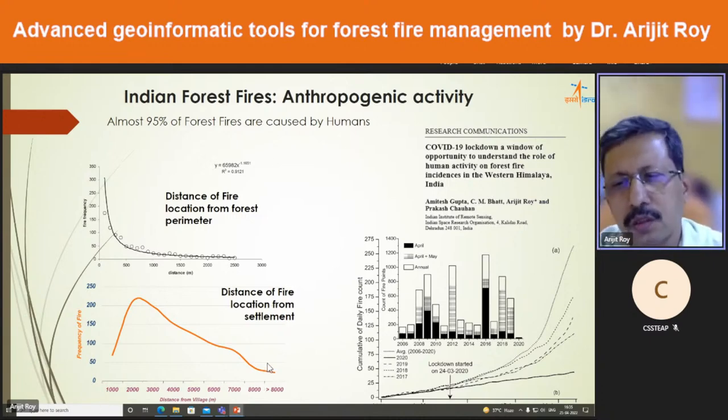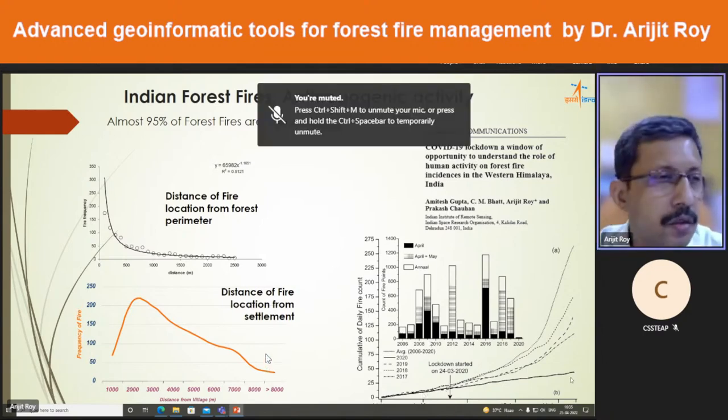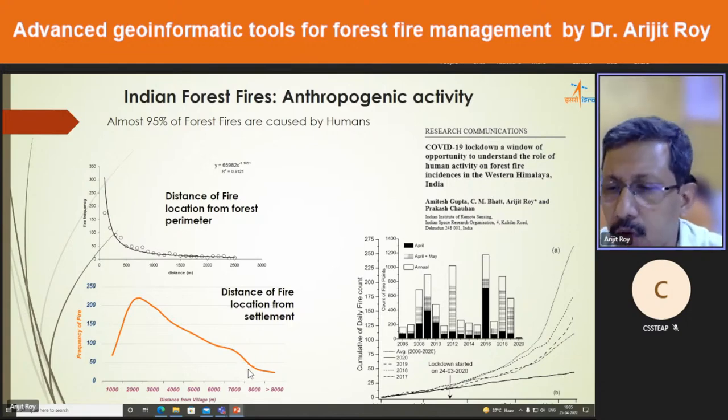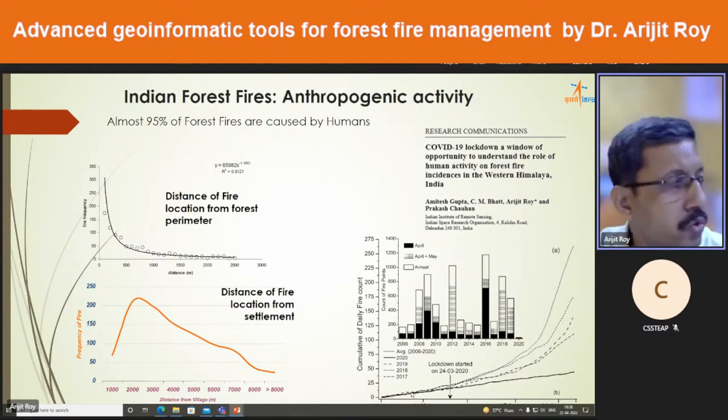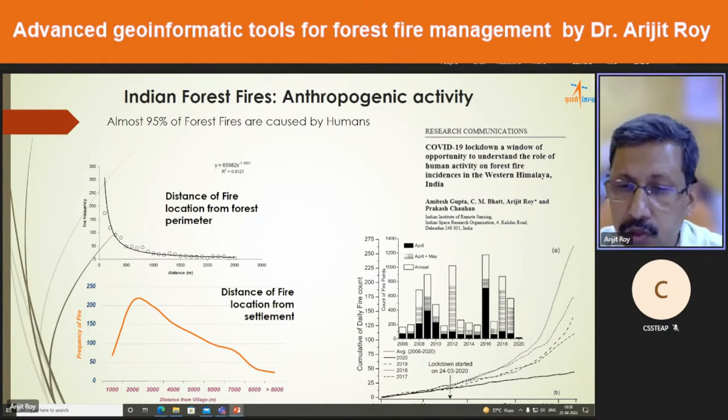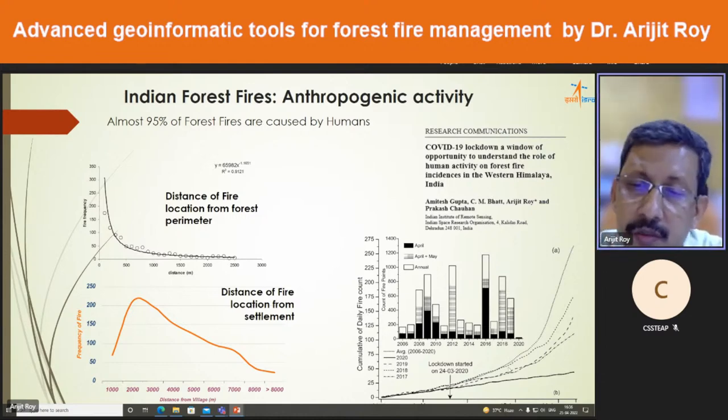What we observed was that for the duration of the lockdown, when no vehicular traffic was allowed on the roads and the entire country was under lockdown, the fire incidences showed a linear increase. Whereas the average cumulative daily fire count from 2006 to 2020 using the same sensor, that is MODIS, showed that the increase was almost exponential after mid of April in this particular region.